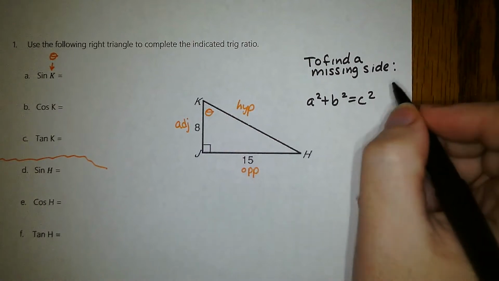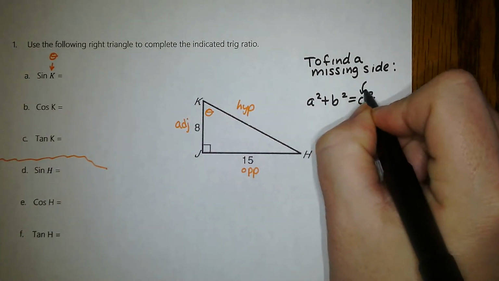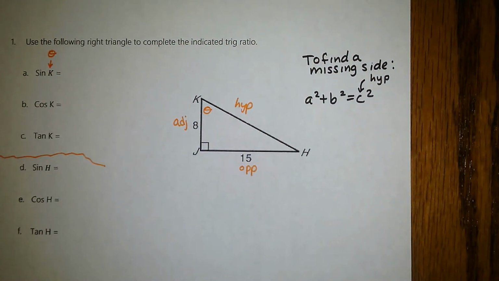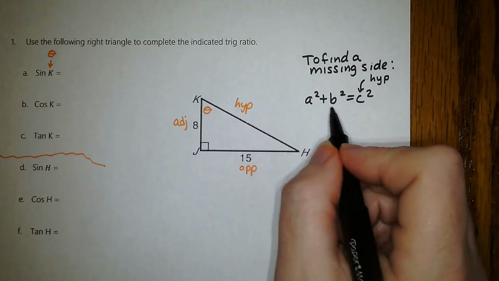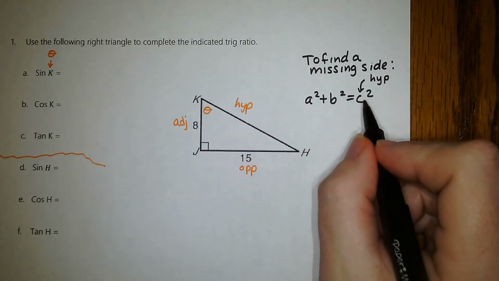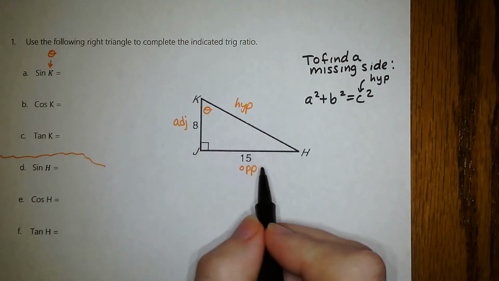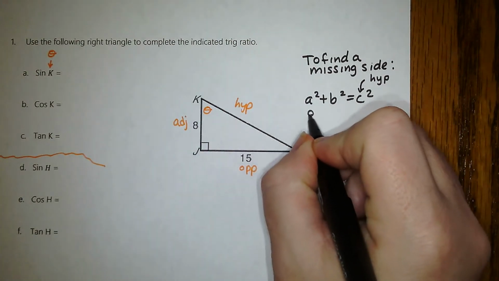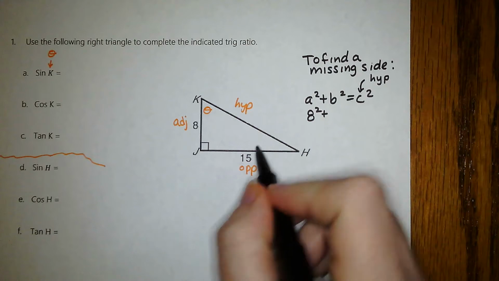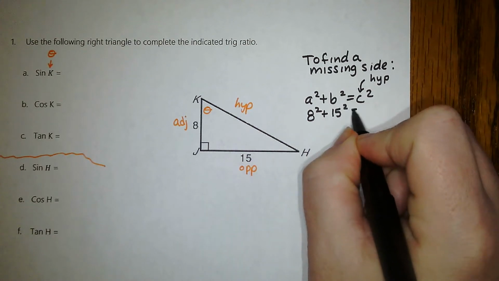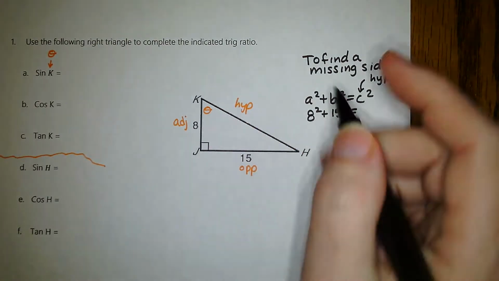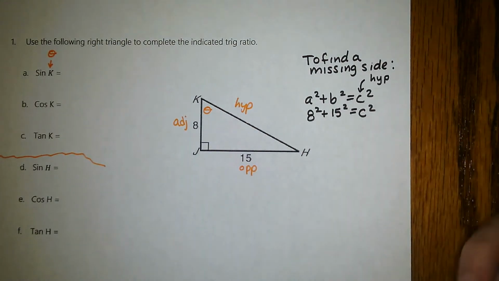But here's the kicker. The hypotenuse has to be in the C position. Has to be. Okay? The other 2 sides, the opposite and adjacent, can go in the A and B spot in whichever order, but the hypotenuse must be in the C position because it's the largest. So as I'm putting this information in, the A value could be 8, and the B value could be 15, but I don't know the hypotenuse. The hypotenuse is the one that's missing, and I need that one. So I leave that my variable.